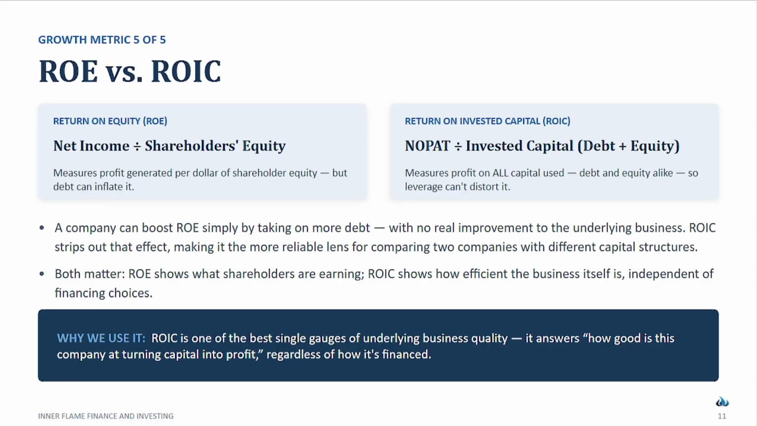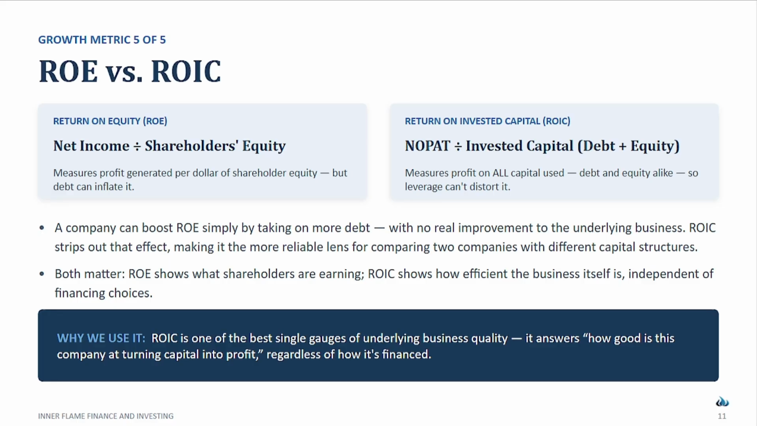The way that we compute the return on invested capital, the ROIC, is we compute the NOPAT, which stands for net operating profit after tax, and we divide that by the invested capital. And the invested capital is all the debt that it takes on plus all the shareholder equity. So return on invested capital measures the profit on all capital used, debt and equity alike, so leverage cannot distort it.